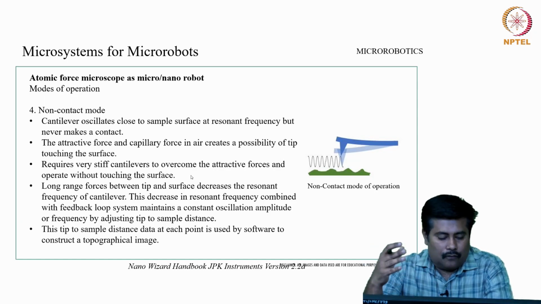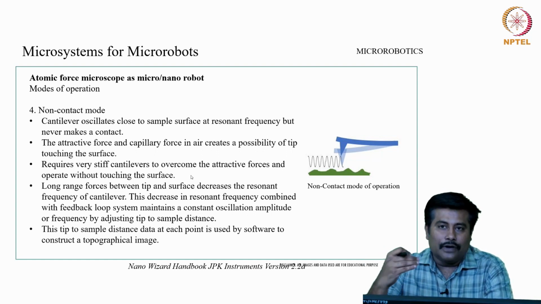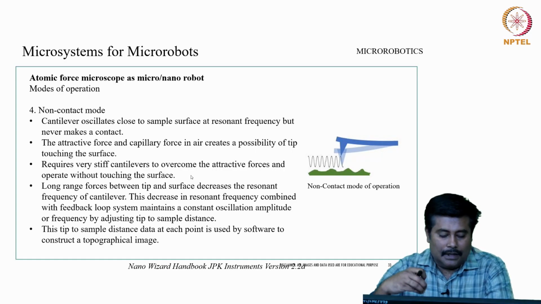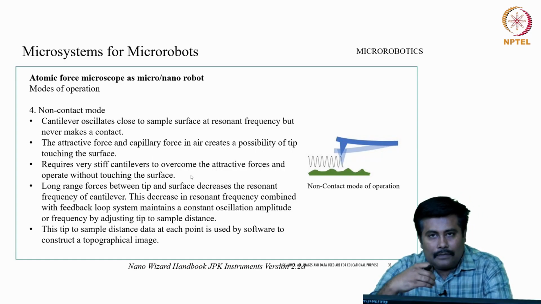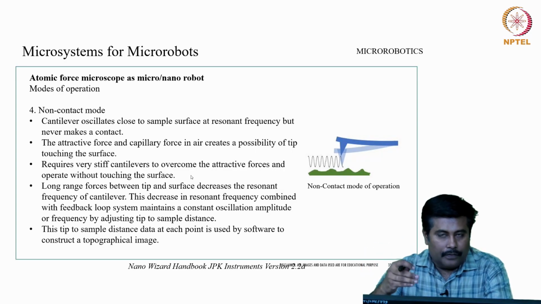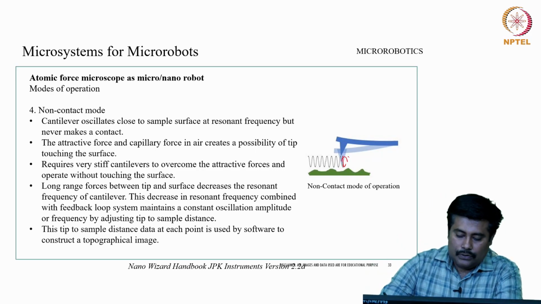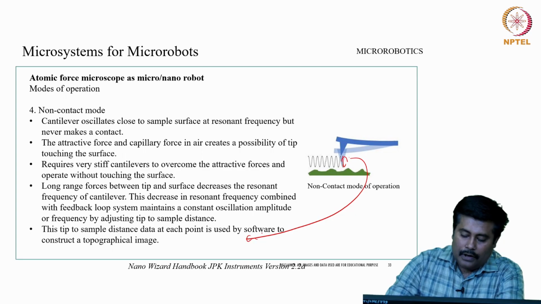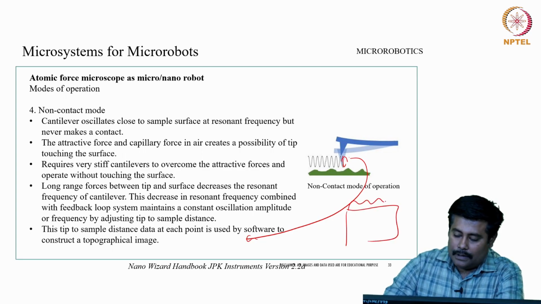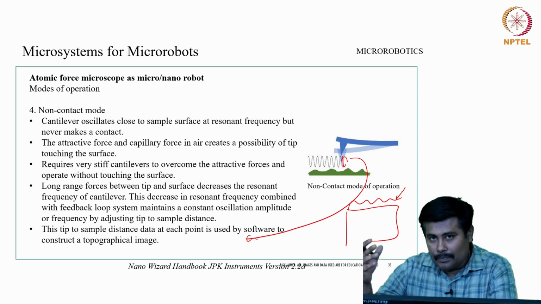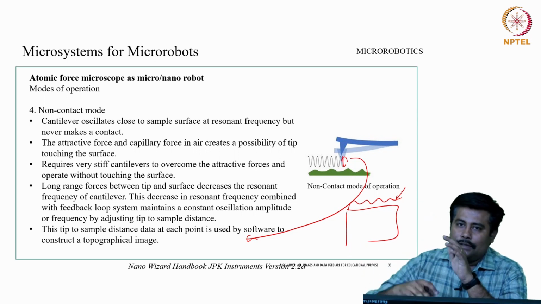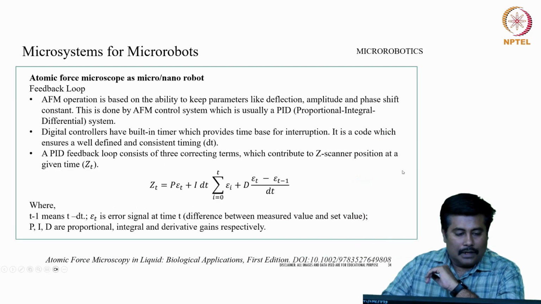A long range of forces between the tip and the surfaces decreases the resonant frequency of the cantilever, and this decrease in resonant frequency, combined with the feedback loop system, which maintains a constant oscillation amplitude or frequency by adjusting the tip to sample distance. This tip to sample distance data at each point is used by software to construct a topological image. So, ideally this topological image will have the complete information about the peaks and the valleys. From the peaks and the valleys, we can estimate the overall undulation.